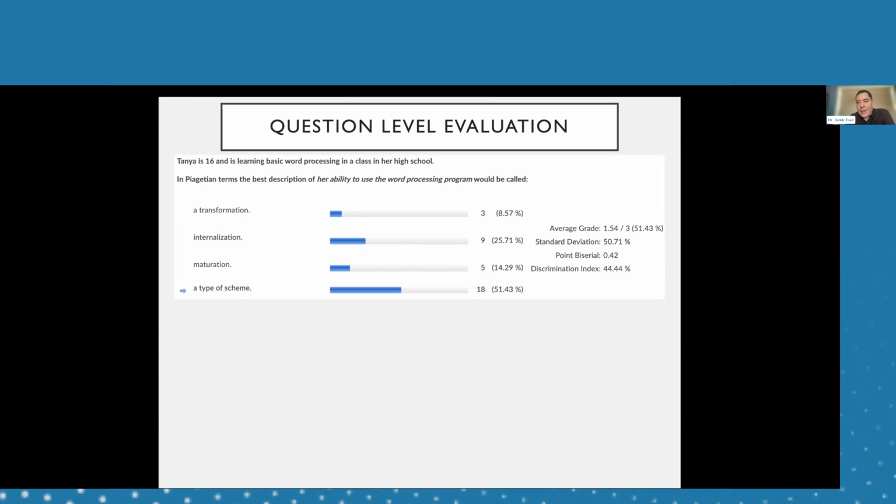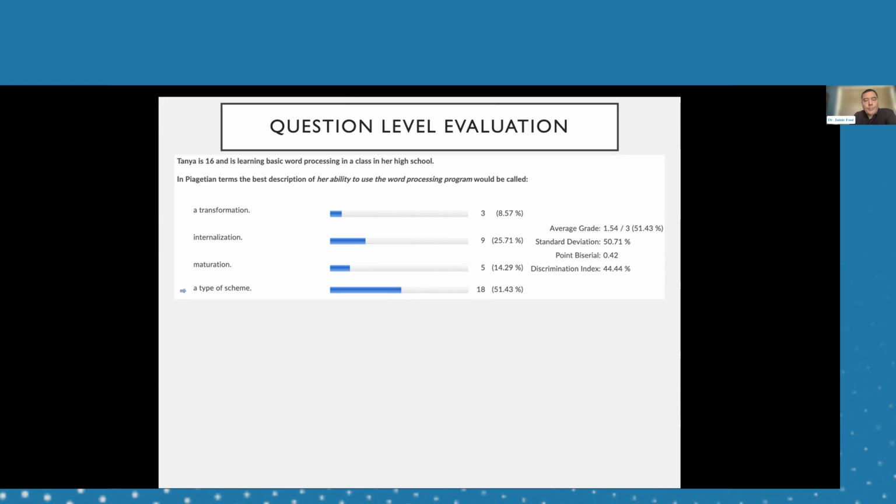And with this question, when I got the data, I was happy with the discrimination index. It's 0.44, the point biserial is 0.422, or 42. But I was surprised that only 51.5% of the students got it correct. So I think it was 18 out of 35. I wondered, this question shouldn't be this difficult.